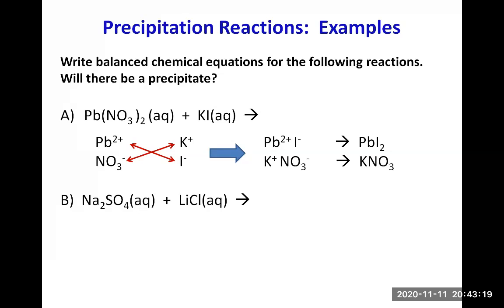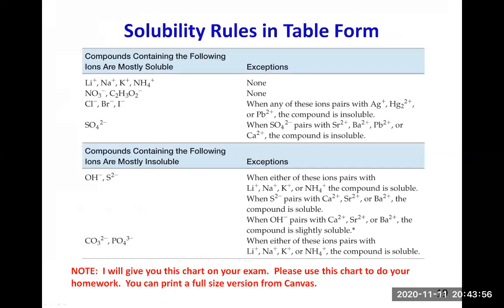Now we need to find out if they are soluble or not. So PbI2 and KNO3. Let's look at the solubility rules. So we have PbI2.